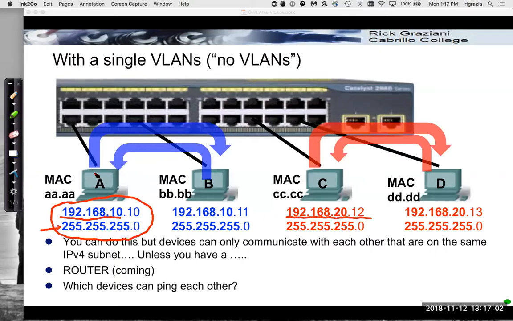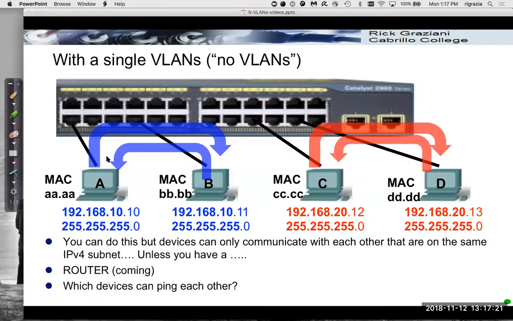The only way that A can reach C is via a router. So we need a router involved here. Okay, so we'll be taking a look at that in more detail shortly.